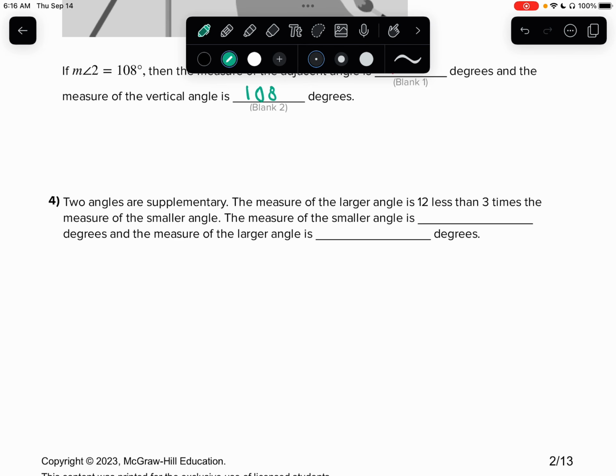All right, 2 angles are supplementary. So supplementary, first of all, that means it's going to add up to 180. If it said complementary, that would mean it adds up to 90. Supplementary is 180, complementary is 90. So I know that whatever it is, it's going to equal 180. The measure of the larger angle is 12 less than 3 times the measure of the smaller angle. So I can say the smaller angle, that's x, and the larger angle is 12 less than 3 times that. So I can say it's 3 times that x, and 12 less than that, so 3x minus 12. So it'll be x plus 3x minus 12 equals 180.